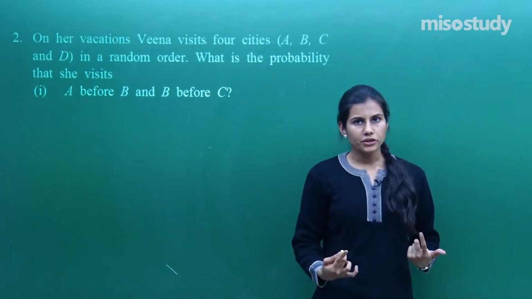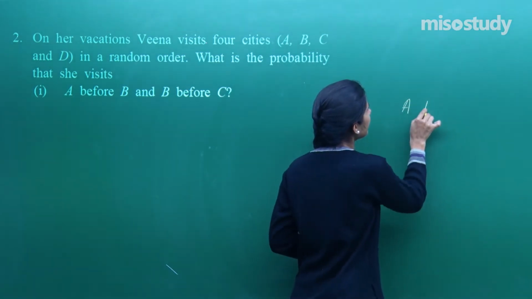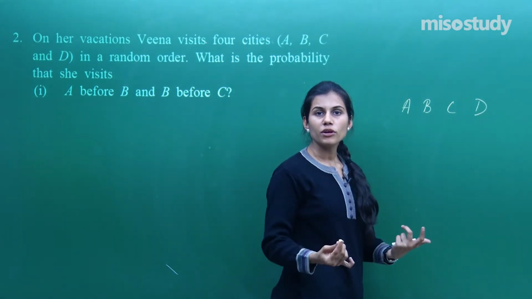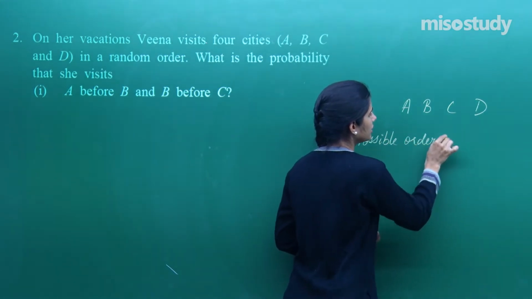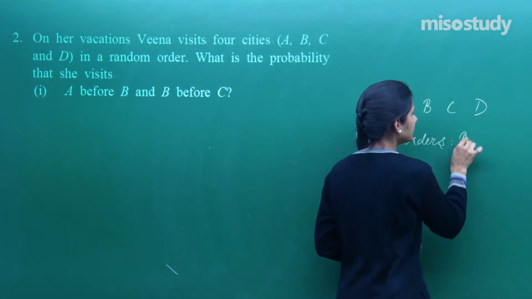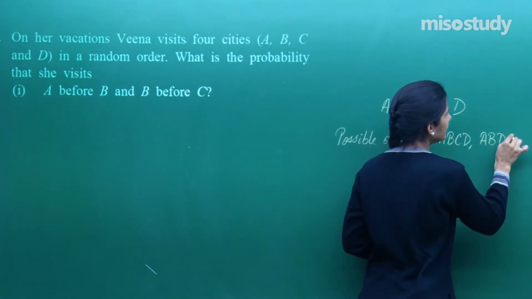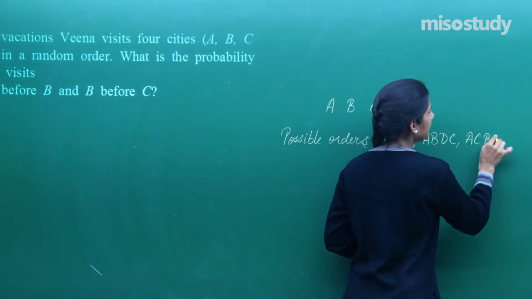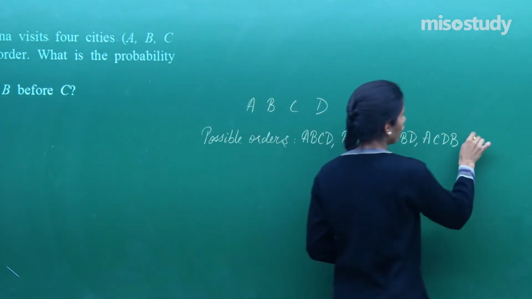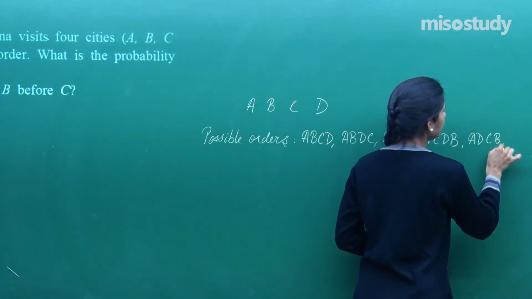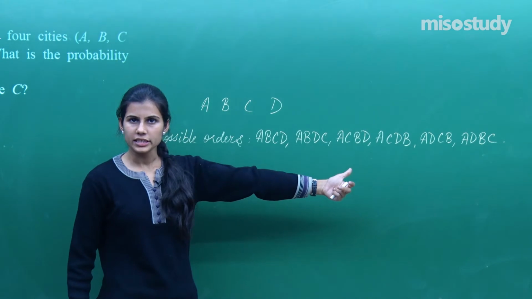What are all the possible orders of her visiting all these 4 cities? She can visit first city A, then B, then C, then D. First A, then B, then D, then C. Or first A, then C, then B, then D. First A, then C, then D, then B. Fine. Or first A, then D, then C, then B. Or first A, then D, then B, then C. These orders she can follow of visiting the 4 cities.